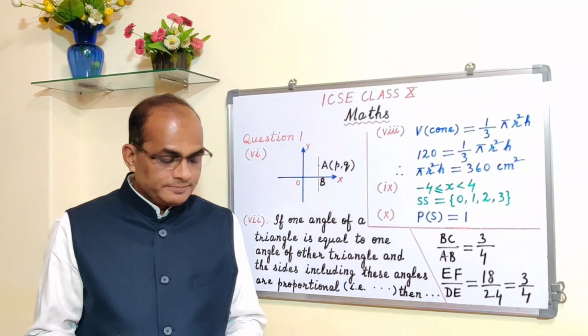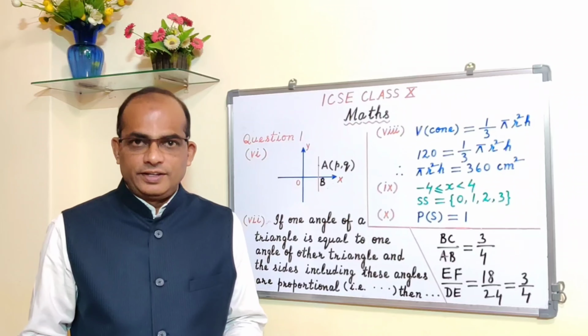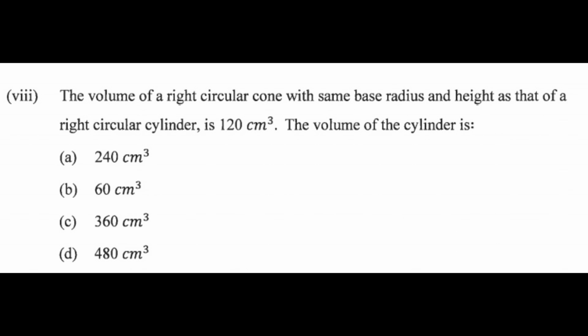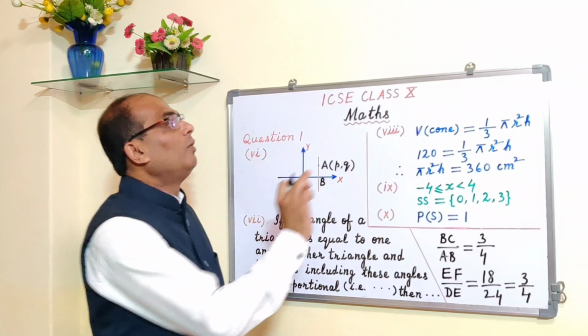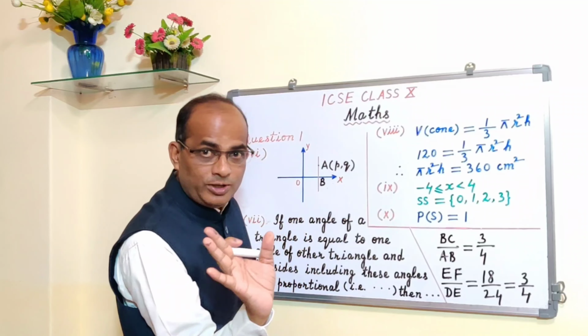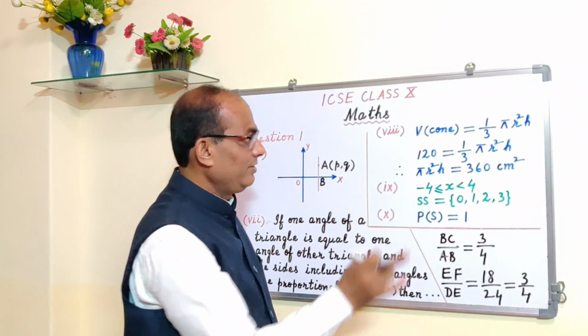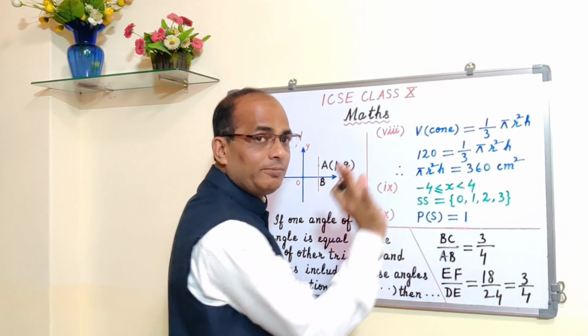Now, sub question 8, and the question is: the volume of a right circular cone with the same base radius and height as that of a right circular cylinder is 120 centimeter cube. The volume of the cylinder is... The volume of cone is given by 1 upon 3 pi r square h. That's the formula. The volume of the cone is given in the question as 120. So 120 is equal to 1 upon 3 pi r square h.